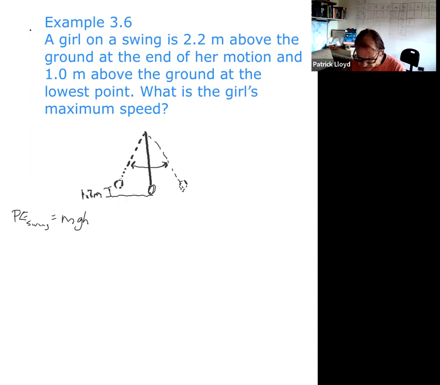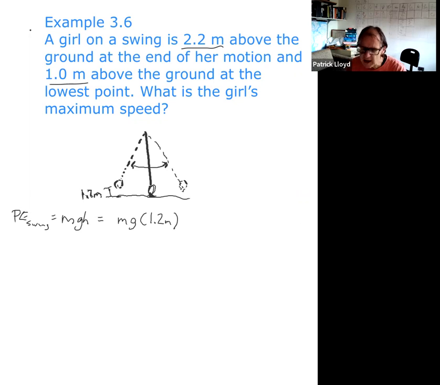But you might say, well, wait a minute, we don't know the mass of the girl. We don't know the mass of the swing. But we do know what g is. And we do know that h is 1.2 meters. Again, it's the height from the lowest point up to the highest point. That's the potential that's going to give you the motion. So this is m times g times 1.2 meters. Again, 1.2 is 2.2 meters minus 1.0 meters.